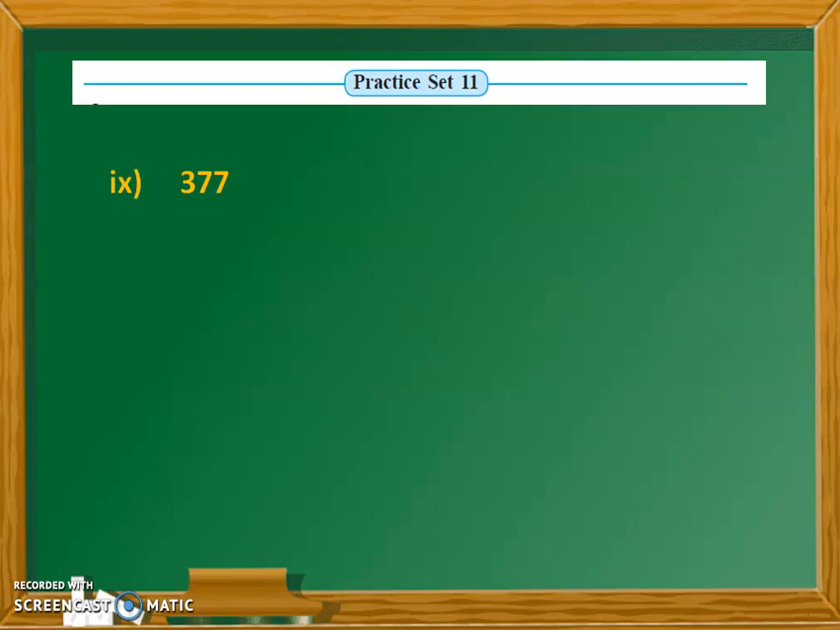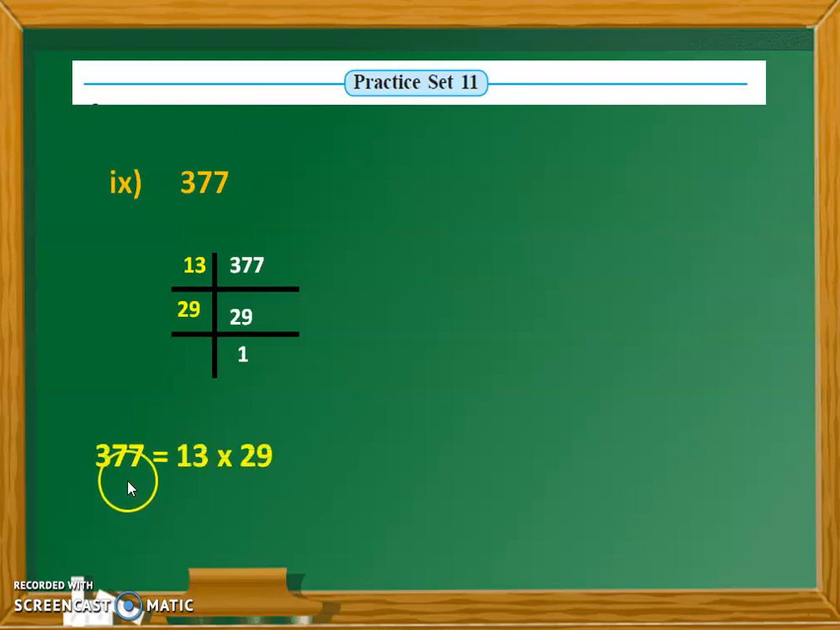This question 9, you might have faced a little bit of a problem. When you start dividing by the lowest prime numbers 2, 3, 5, 7, you won't see that it divides by any of these numbers. It directly divides by 13. So when you divide by 13, you get the answer 29. So 29 is itself a prime number. So these will be the prime factors of 377. So the factors of 377 are 13 multiplied by 29.